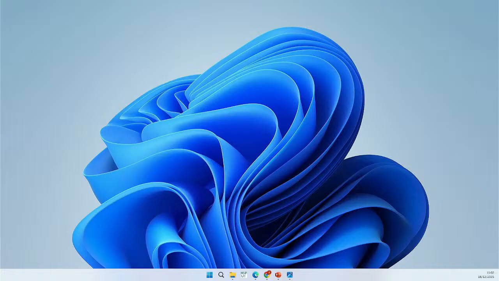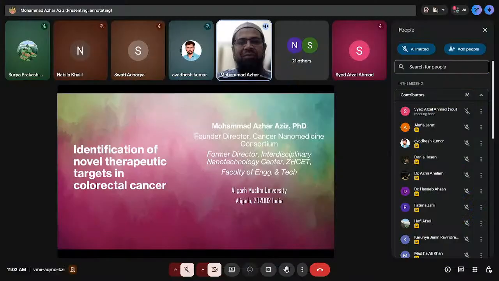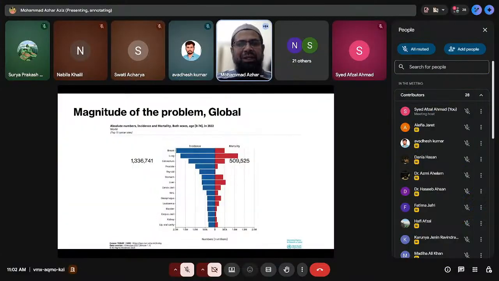Okay, so I will move my slides by setting the stage with the problem of colorectal cancer to be specific. What you see on your screen is the incidence in blue and mortality in red from all over the world. This is a slide for the global numbers. And you can see that there are roughly 1.3 million cases in 2022, from all ages, from all regions, 1.3 million people diagnosed with colorectal cancer.